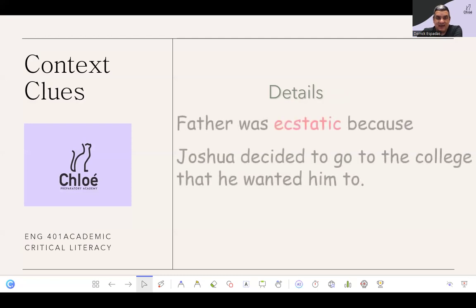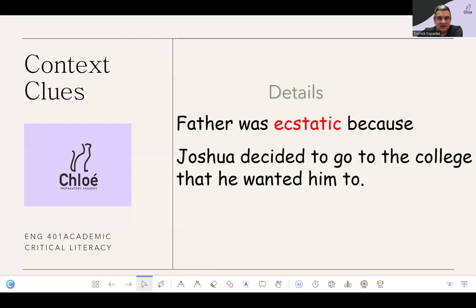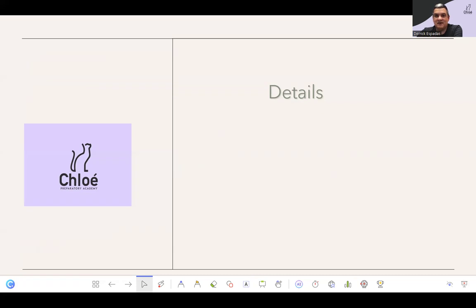In this case, father was ecstatic because Joshua decided to go to college that he wanted him to. So Joshua makes this decision to go to college, and his father is feeling a certain way. We can think maybe the father is feeling excited or the father is angry, but it says that he wanted him to. So that means we're going to go in the direction of the positive. That makes sense. So that's just looking at some details, trying to figure out things from there.